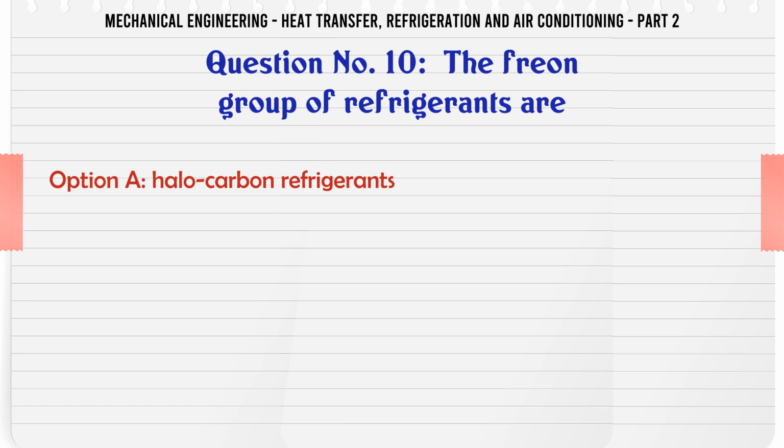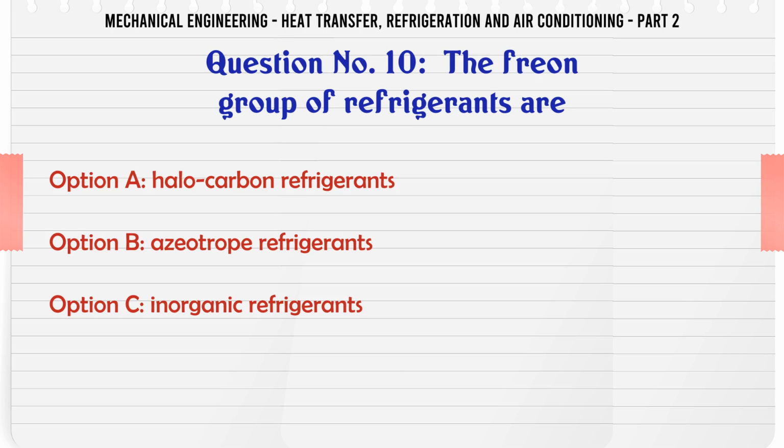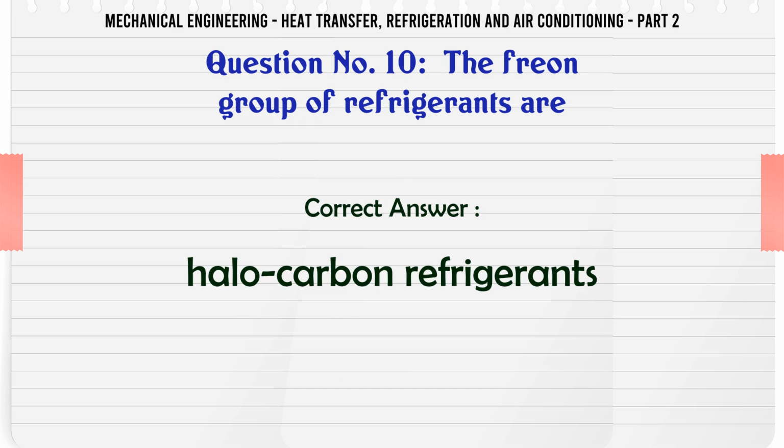The freon group of refrigerants are: A. Halocarbon refrigerants. B. Azeotrope refrigerants. C. Inorganic refrigerants. D. Hydrocarbon refrigerants. The correct answer is halocarbon refrigerants.